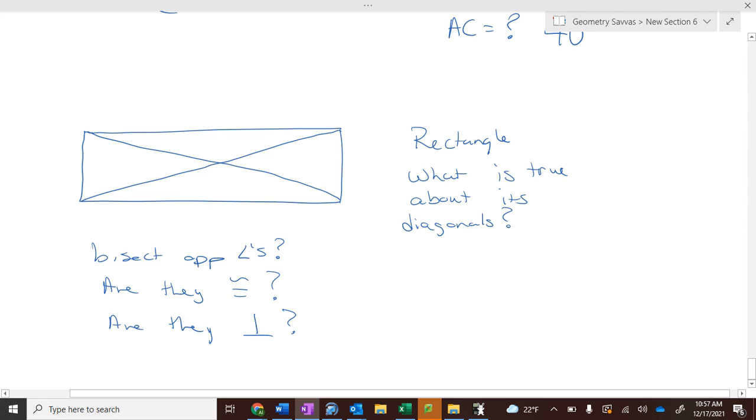A rectangle. What is true about the diagonals of a rectangle? Do they bisect opposite angles? No, that's a rhombus that bisects opposite angles. Are they congruent? Yes, diagonals are congruent in a rectangle. Are they perpendicular? No, they're not perpendicular.